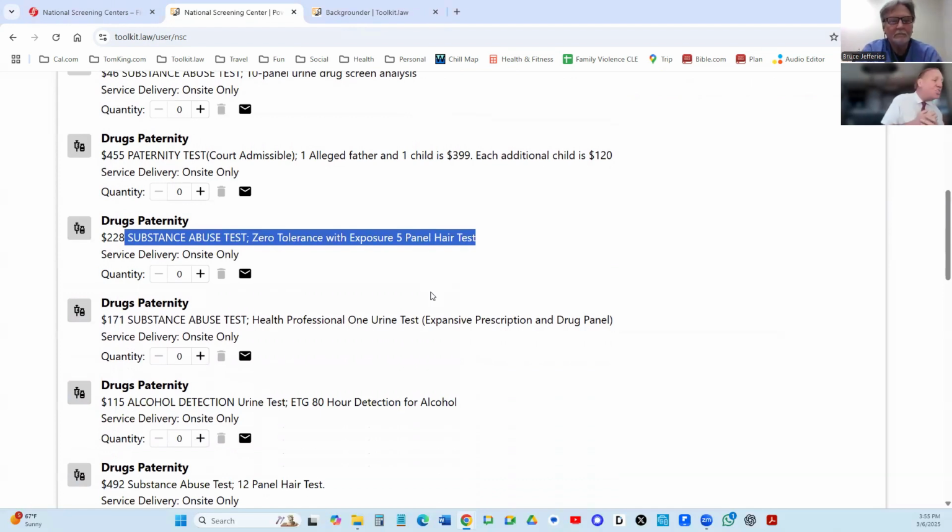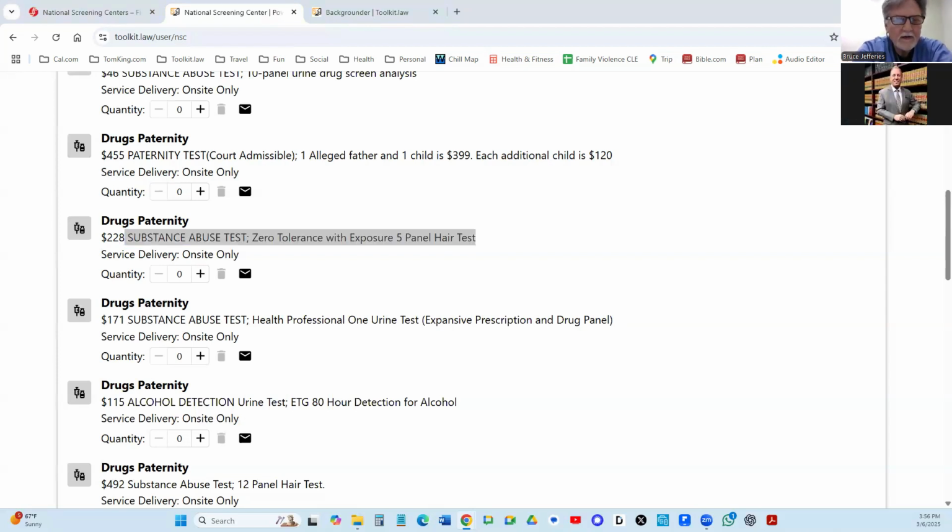Substance abuse test, zero tolerance with exposure 5 panel hair test. I want to talk about the word zero tolerance. It sounds so intimidating. What does it really mean, Bruce? So that panel is called zero tolerance with exposure. It's a two-tier test that we first, before we decontaminate and strip it and give it a hot bath, test the hair on the original test to see what they've been exposed to.